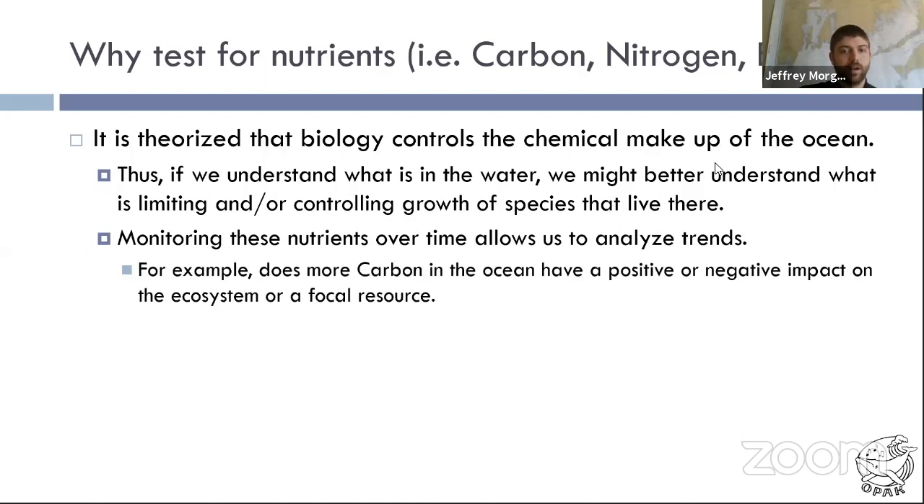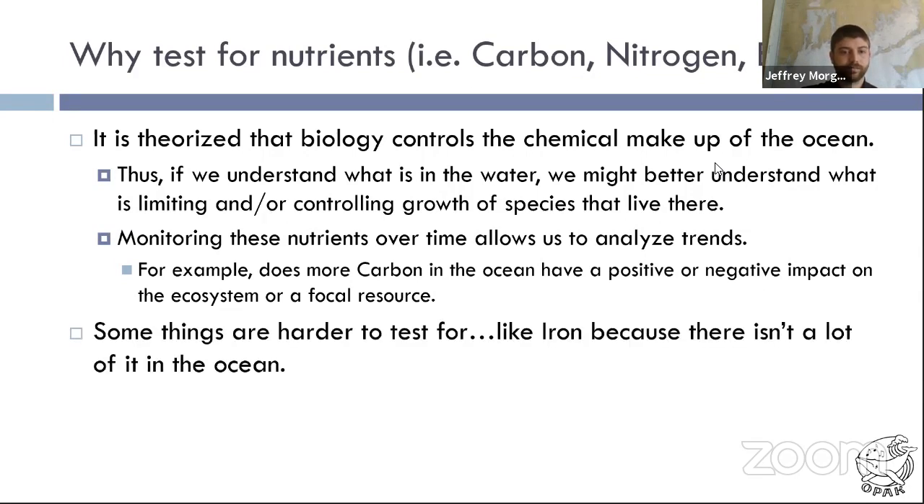For example, more carbon in the ocean, would it have a positive or negative impact on an ecosystem? Think about ocean acidification. If we add more carbon to the system, we might be taking carbon out of the atmosphere, but we're hurting creatures that have calcium carbonate shells because we're making it more acidic in the ocean.